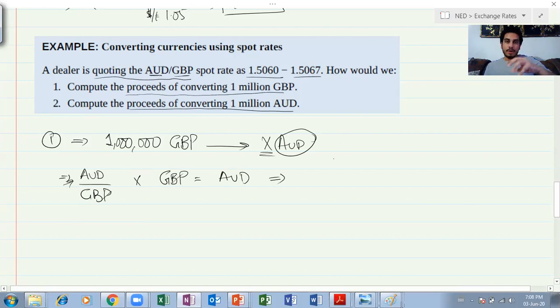Now, which quote should I use? Higher quote or lower quote? I have bid and ask, two quotes. The one in which you are the loser, the one in which the Australian dollars come the least. So obviously I'll use the lower quote, which is called the bid quote. So I'll use the lower quote, 1.05060, multiplied by 1 million pounds. So I get how much? If I do the multiplication, I get the Australian dollars.